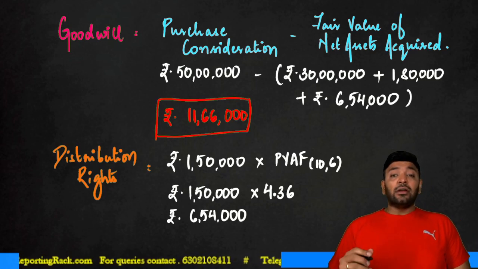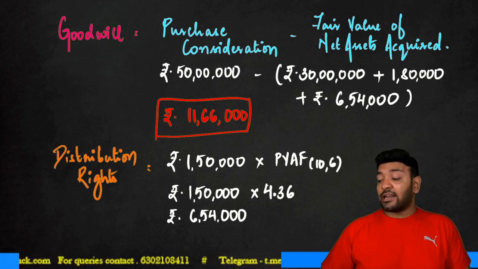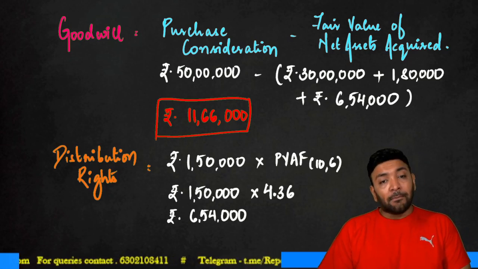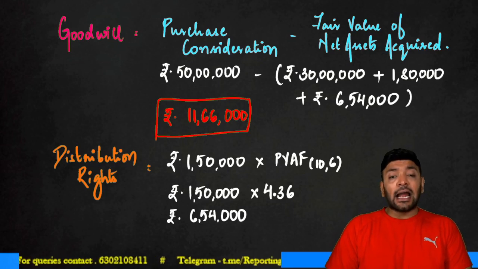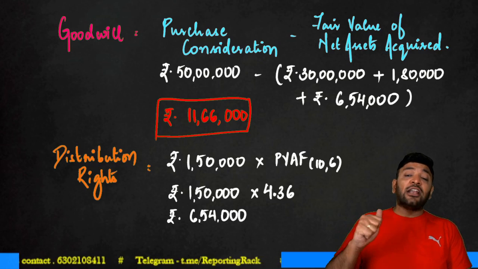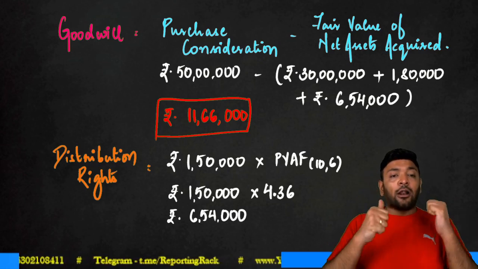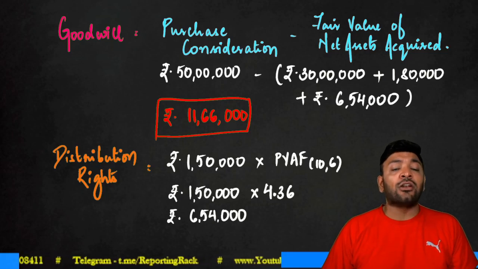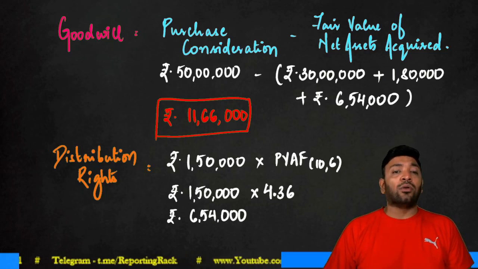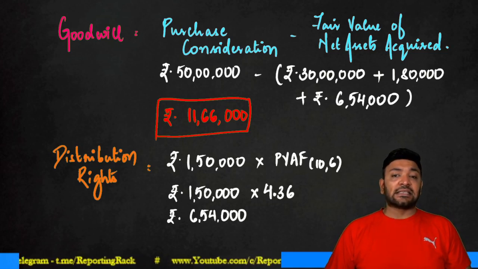Actually, if you observe, 30 lakhs is the value of net assets, 50 lakh is the purchase consideration, goodwill is 20 lakhs. But since there are certain intangible assets which can be identified separately, the fair value of net assets will go up. Automatically, the goodwill on business acquisition or business combination will come down. So instead of 20 lakhs, you are only reporting a goodwill of 11,66,000.